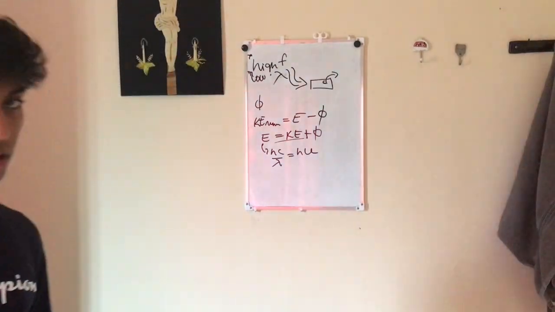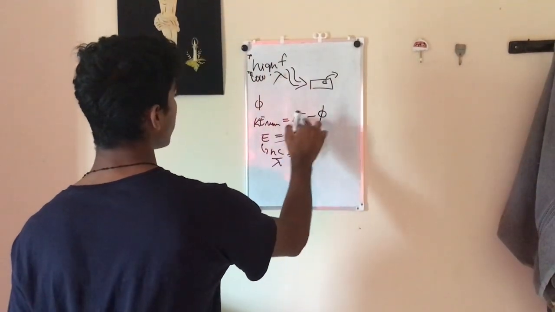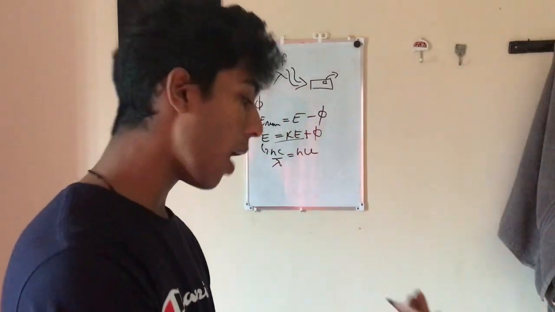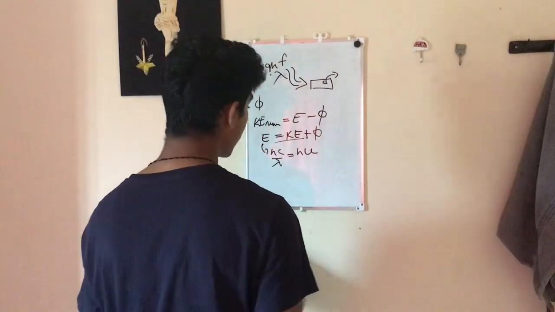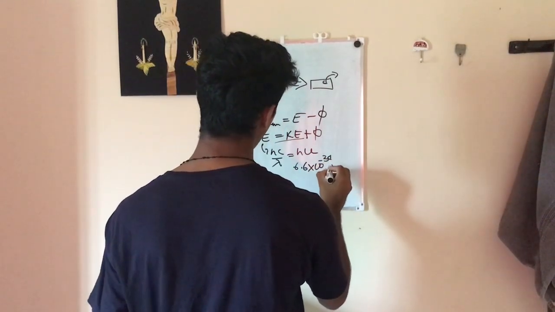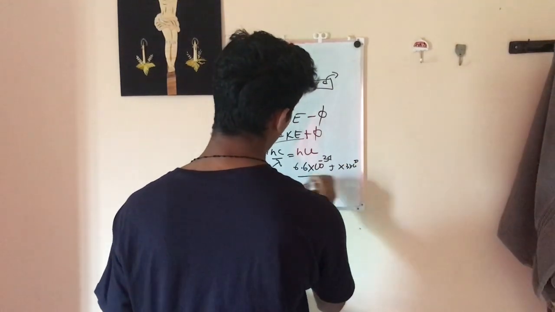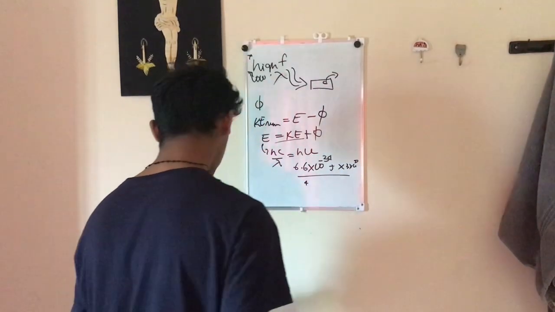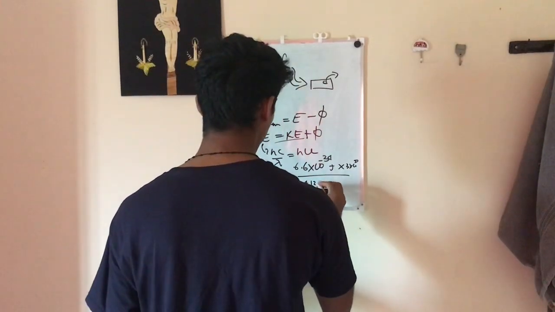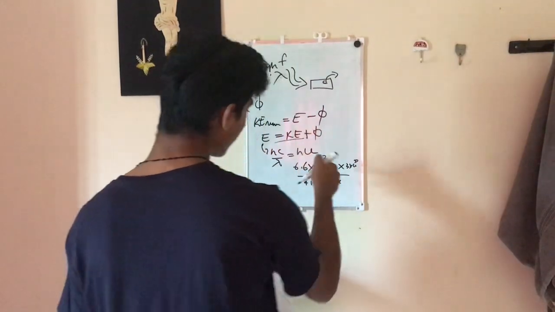Am I right? Yes, I am right. So if you don't know these two values, you can use this formula, or else you can directly use this formula. Over here the lambda value is given, so I'm going to do 6.6 into 10 raised to minus 34 joule second, into 3 into 10 raised to 8, divided by lambda, which is 412.5 into 10 raised to minus 9. So this is in joules, right?